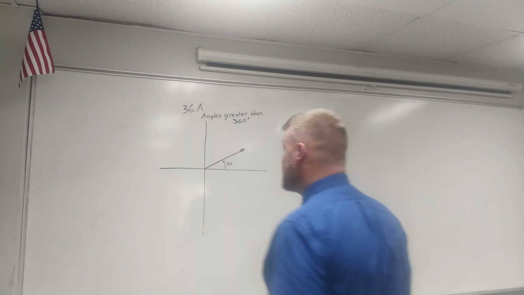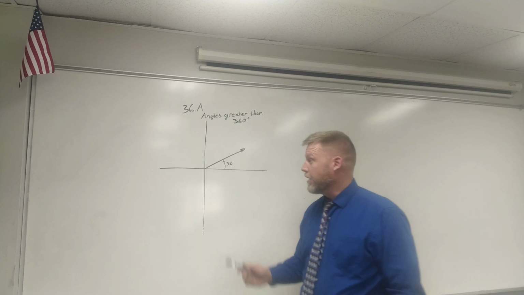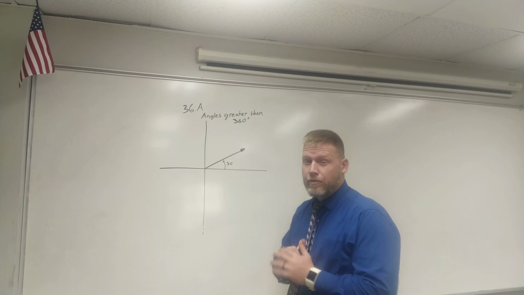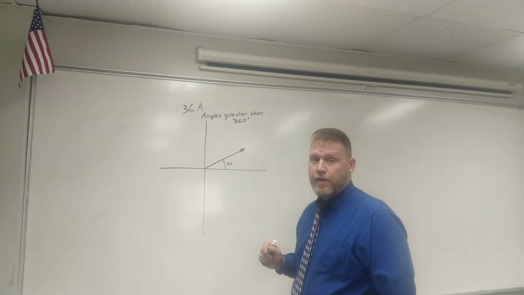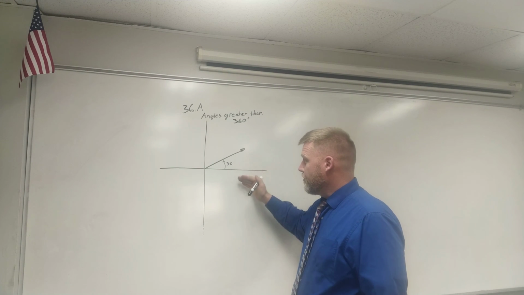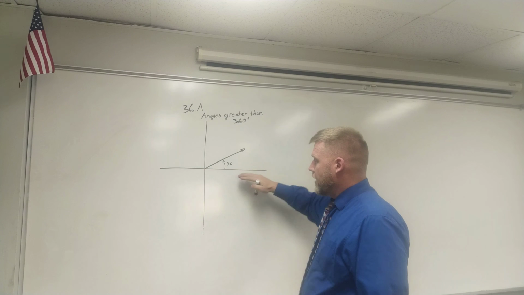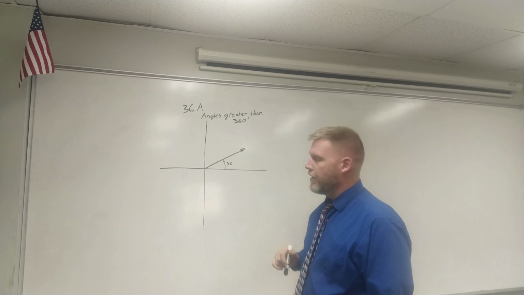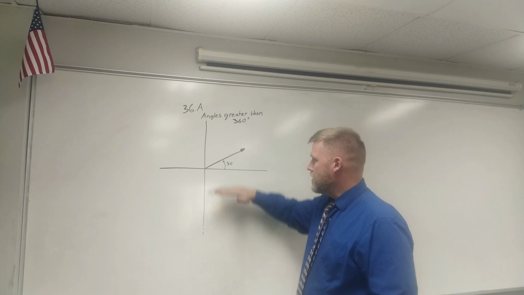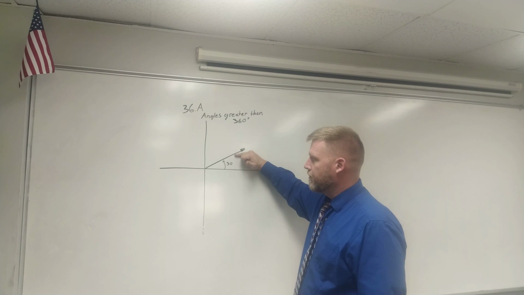For lesson 36A, we're going to be talking about angles greater than 360. But before I can do that, I need to start with this angle and realize that this is a first quadrant angle, 30 degrees. I start from my standard and I come up 30 degrees. This is known as the terminal side of my angle. So this is the initial and the terminal.